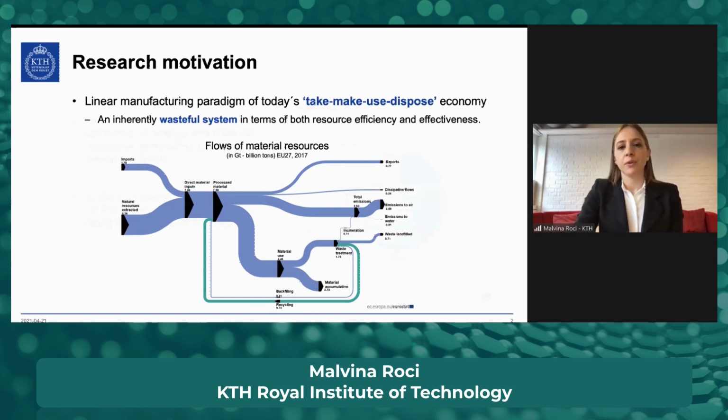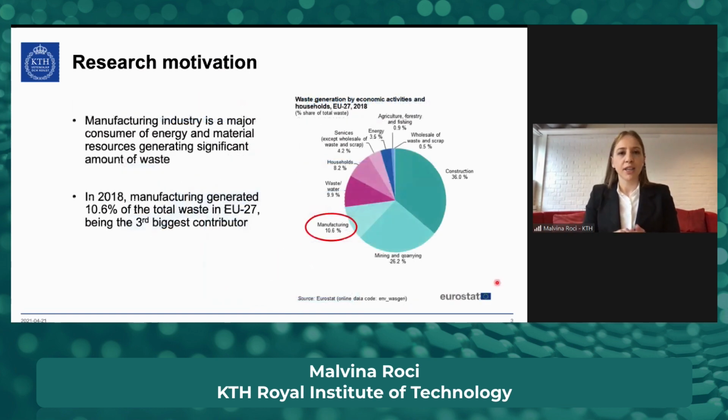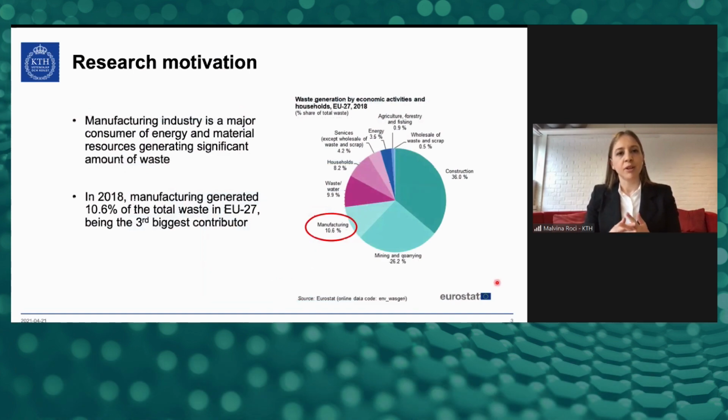So when we zoom in on the manufacturing industry, we can see that it is a major consumer of energy and material resources, and it is also one of the biggest contributors of waste generation. From this data from Eurostat, also referring to waste generation in the European Union, the manufacturing industry is the 3rd biggest contributor of waste generation, coming after construction and mining. So there is a great potential for improvements in this sector.